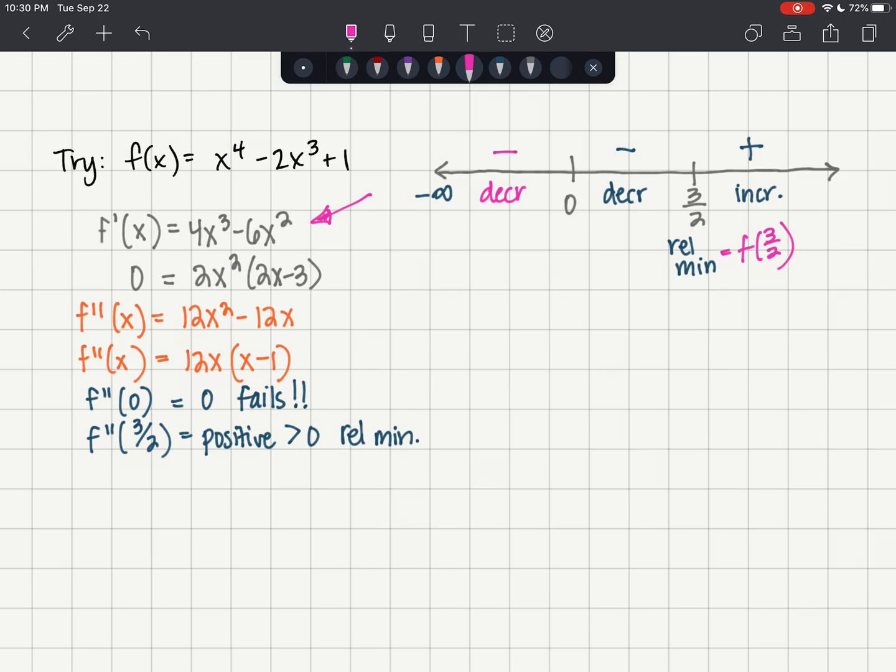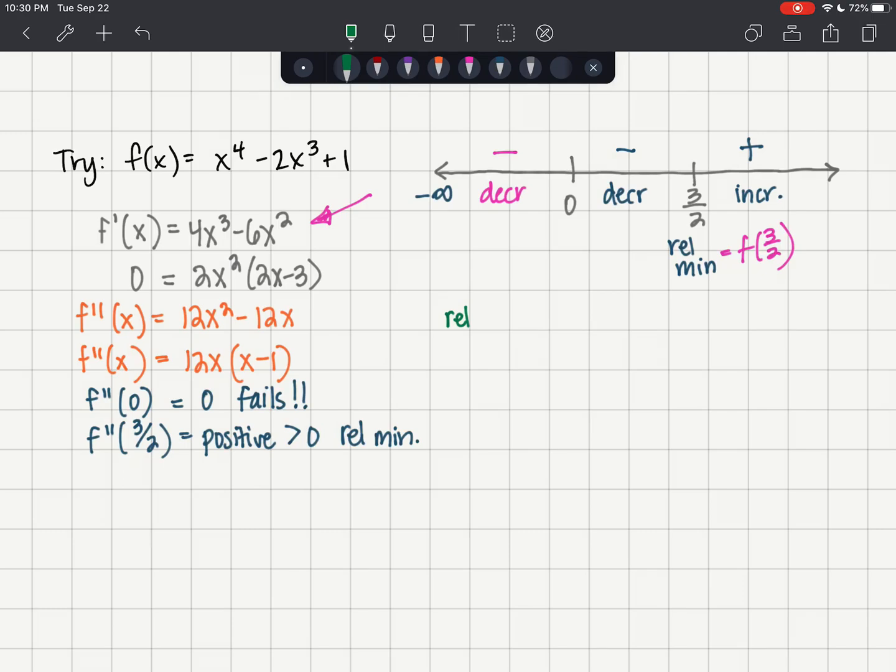Now what I'd like you to do is tell me about the concavity. So press pause again, and let's talk about the concavity and the points of inflection. Okay, so if you have not yet done that, let's talk about the concavity and the points of inflection.